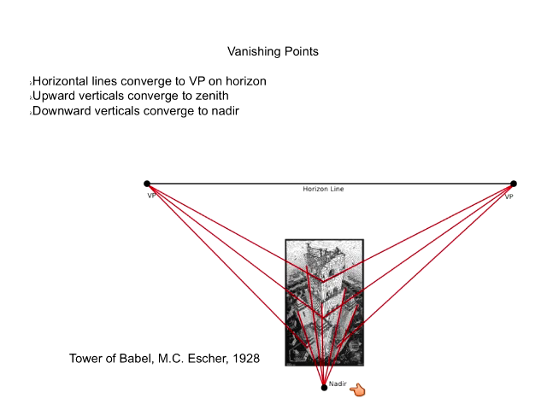And if you look from the ground up at a high building, you also can have the perception that the verticals converge to a point above a building called a zenith.